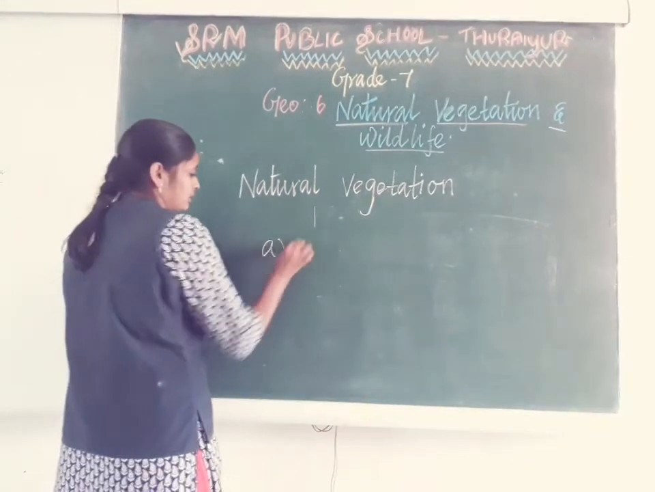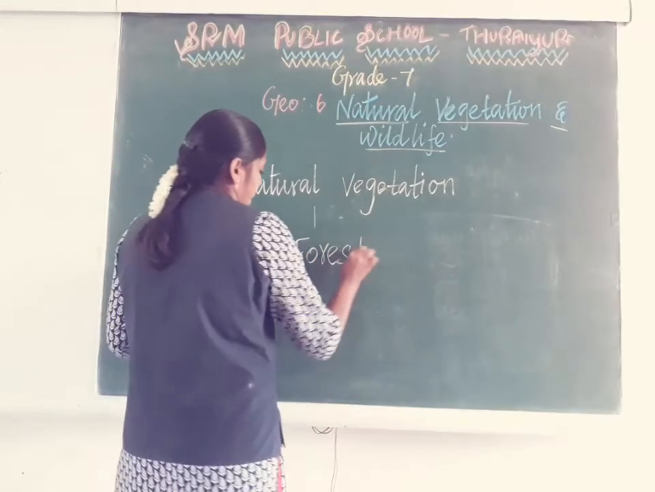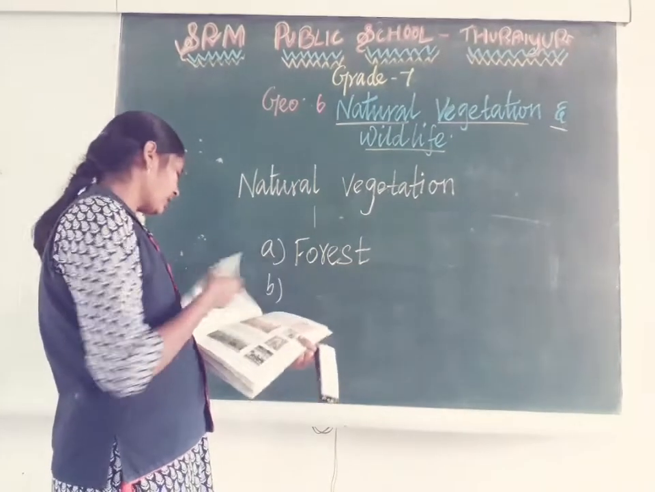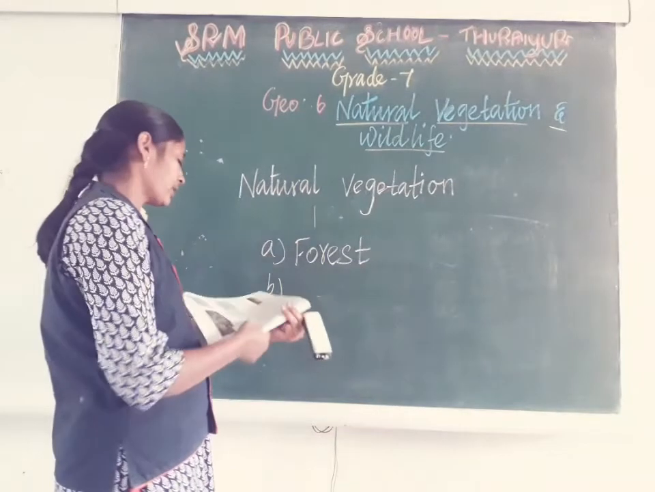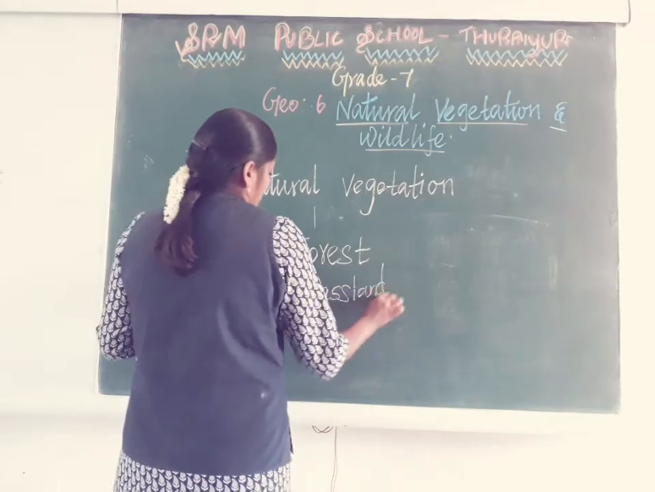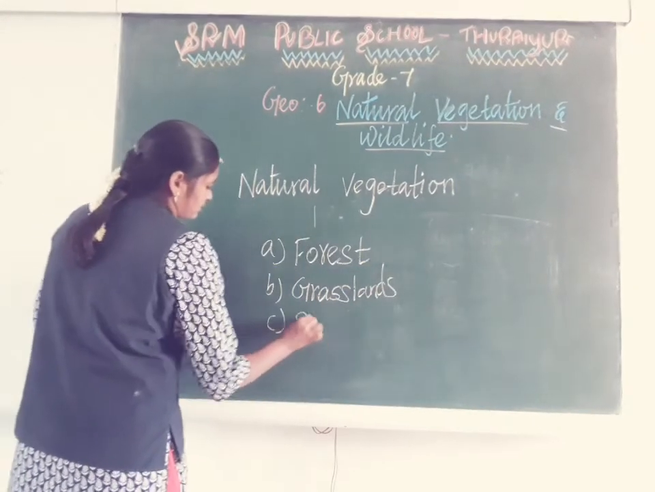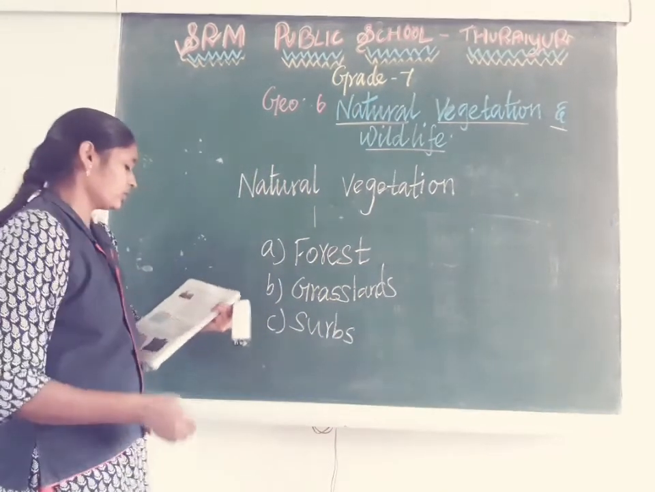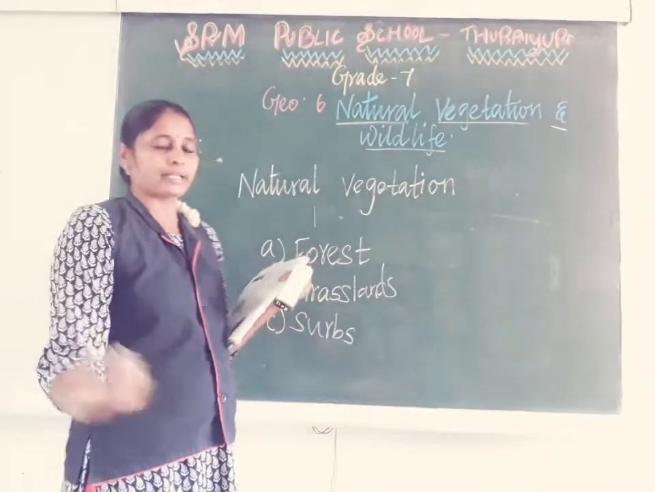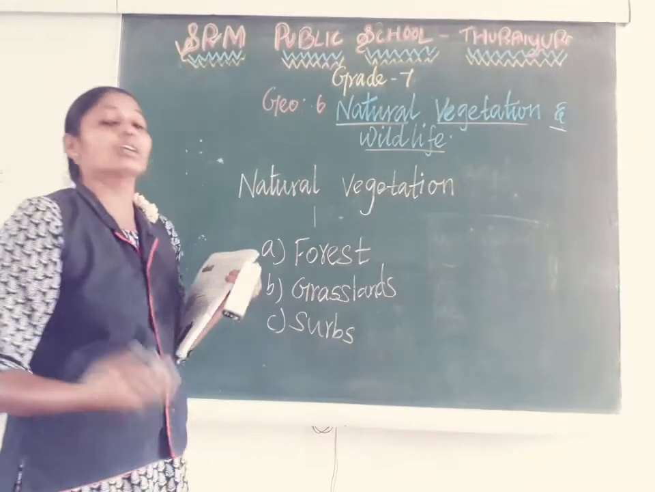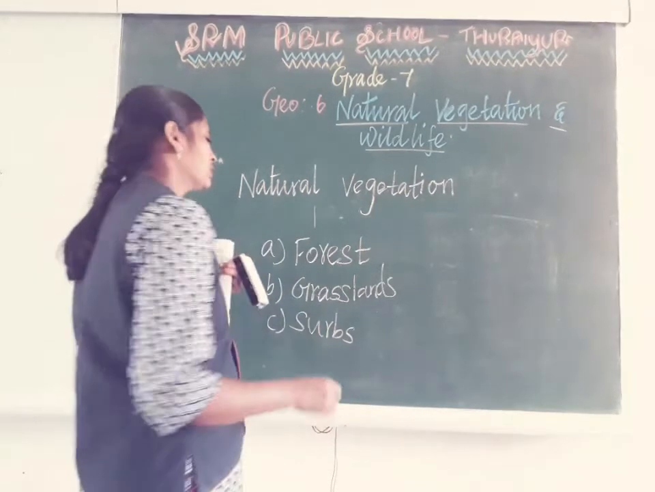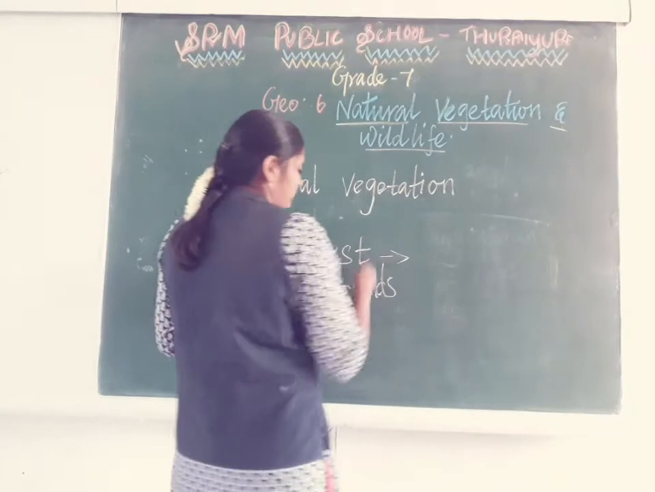One is forest, second is grassland, and third is shrubs. Based on the form of the spreading, the area covered by natural vegetation, we can classify it into 3 categories: forest, grassland and shrubs. In this full lesson we are going to discuss forest alone.